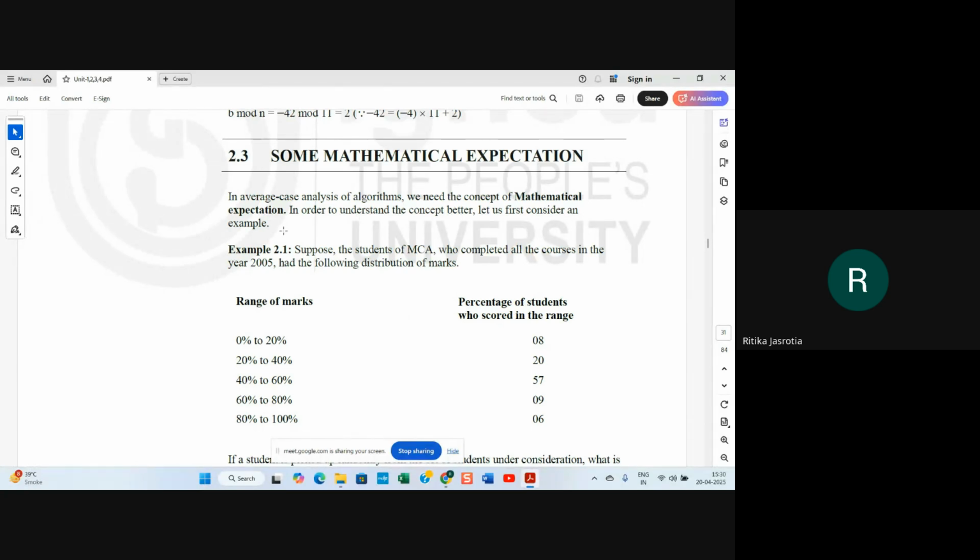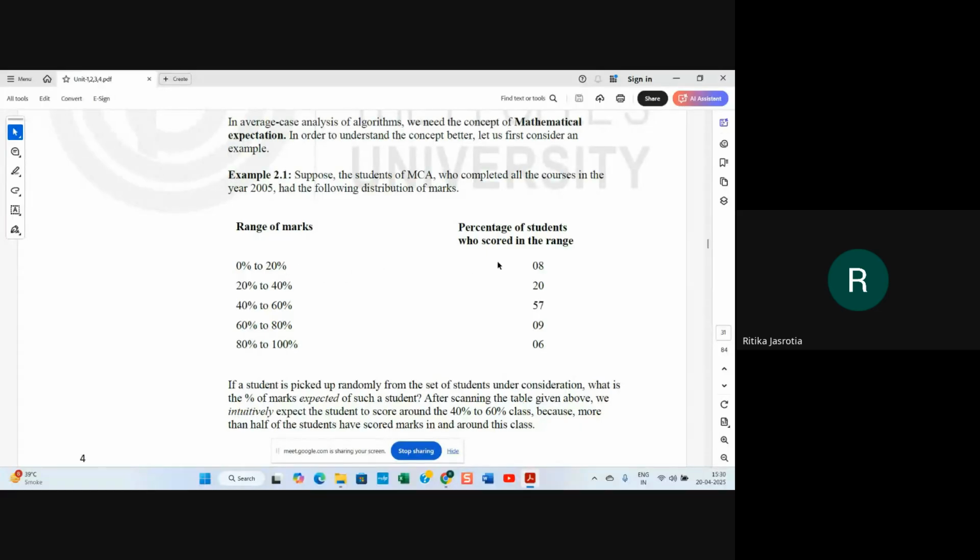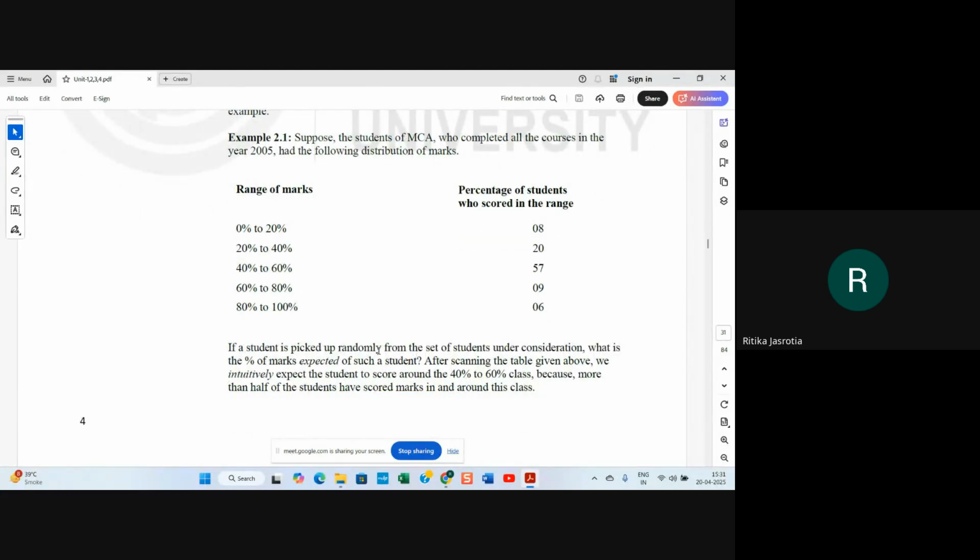So there are some mathematical expectations also. In average case analysis of algorithms, we need the concept of mathematical expectation. In order to understand the concept better, let us consider an example. Suppose the students of MCA who completed all the courses in the year 2005 had the following distribution of marks: 0 to 20%, percentage of students who scored in the range is 8. 20 to 40%, 20. 40 to 60%, 57. 60 to 80, 9. 80 to 100, 6. Right. If a student is picked up randomly from the set of students under consideration, what is the percentage of marks expected of such a student?